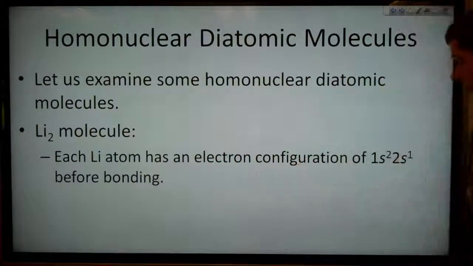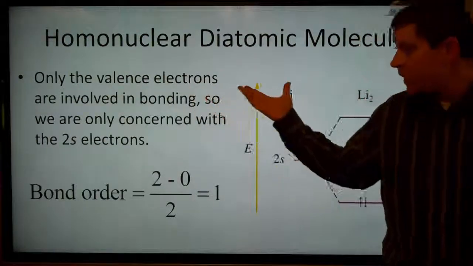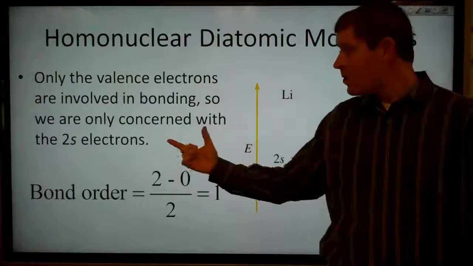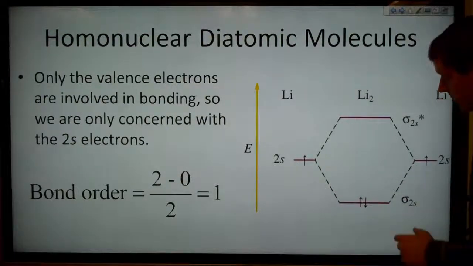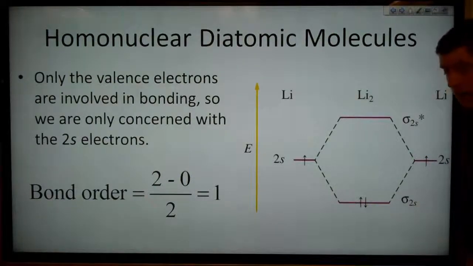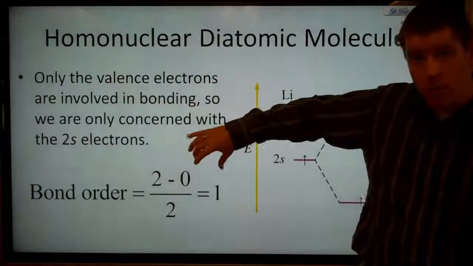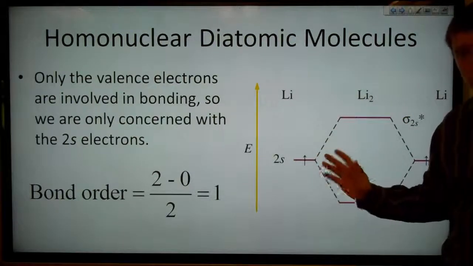So each lithium atom has an electron configuration of 1s2, 2s1 before bonding. Only the valence electrons are involved in bonding, so we're not concerned with those 1s electrons. We're going to ignore them. So we're only concerned with the 2s electrons. So if we look here, we have one 2s electron from this lithium, one 2s electron from this lithium. When we put them together into our sigma 2s orbitals, we get two of them down here. We don't have any left over to go into our sigma 2s star, our anti-bonding orbital, which means that now our bond order is 2 minus 0 over 2, which is 1. So we expect dilithium to be a stable diatomic molecule.